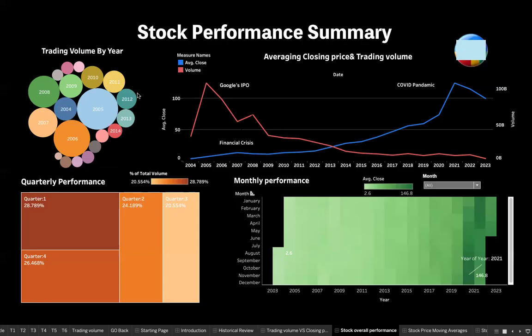So lastly is the heat map at the bottom. By showing the average closing price by month, darker green indicates higher prices, with a noticeable rise from 2020 to 2021, signaling a strong post-pandemic stock growth, and this chart gives a quick view of price change across the year. So in summary, this dashboard highlights the key trends in stock performance, showing how events influence both trading volume and price over the years.